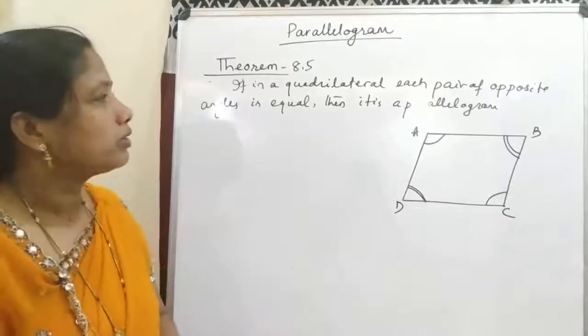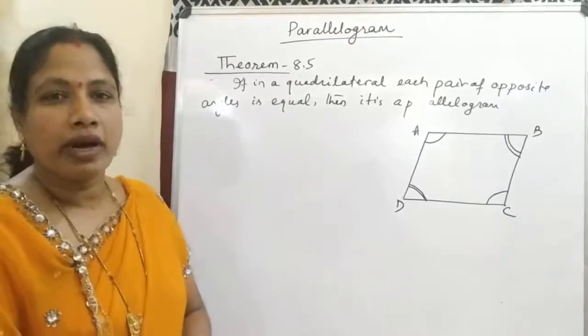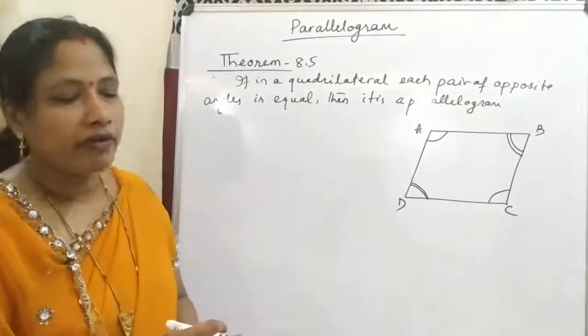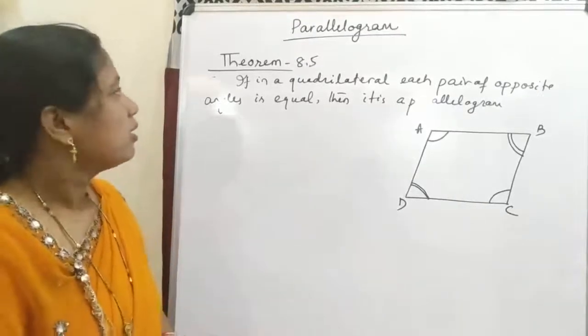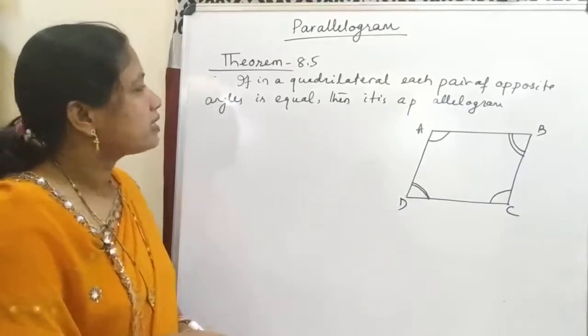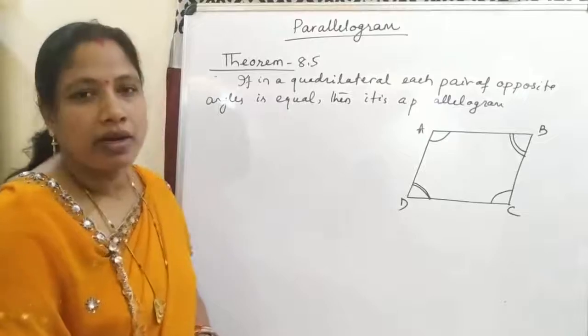Learn about theorem 8.1 to 8.4. Next is theorem 8.5. We will prove this. If in a quadrilateral each pair of opposite angles is equal, then it is a parallelogram.